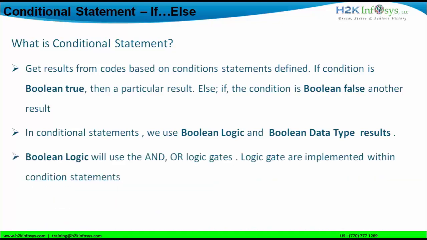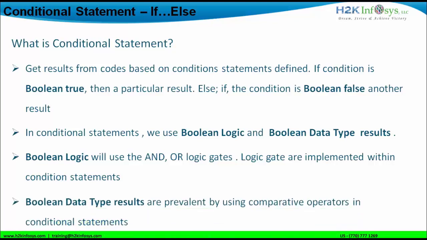Moving ahead, boolean logic, as we have discussed, will use the and or logic gates. Logic gates are implemented within the conditional statement. We'll see an example of this, because whatever we are discussing theoretically should also be discussed practically. The last part is the boolean data type results. They are also prevalent by using the comparative operators.